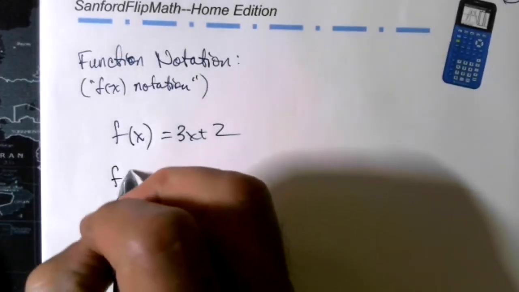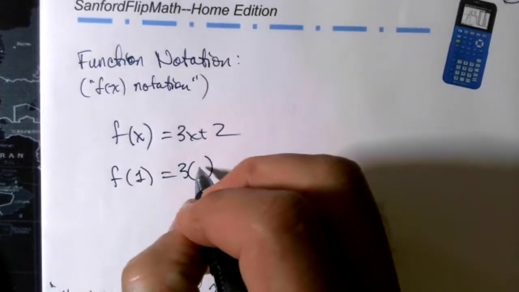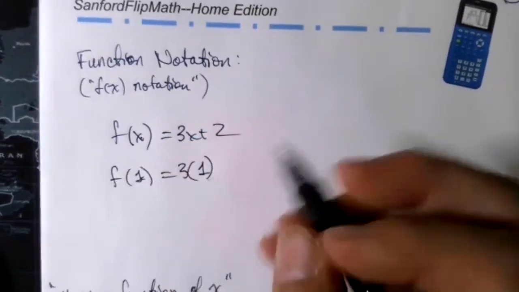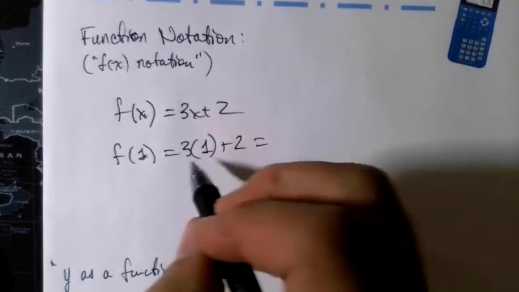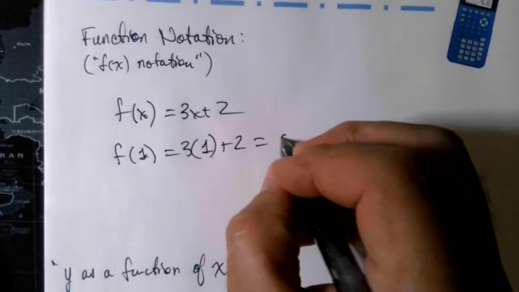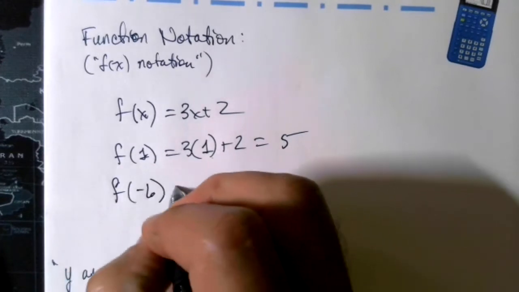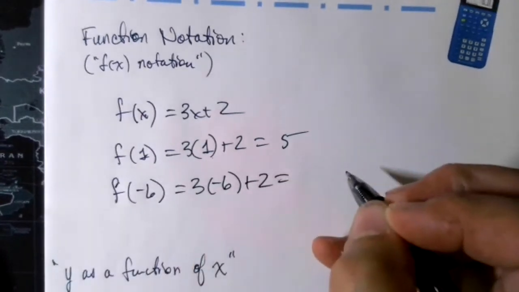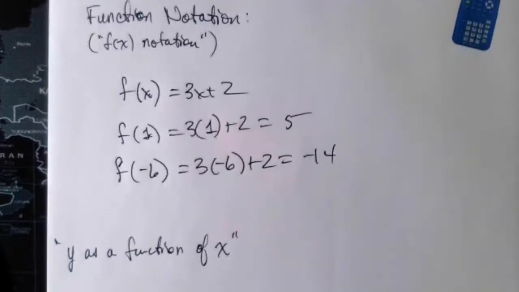For instance, if I say f of 1, then that just means you're going to replace the x with whatever the x is replaced with. So x here was replaced with 1, so you put in a 1. And again, you always have to follow the order of operations. 3 times 1 is 3, plus 2 is 5. Or I might say f of -6. So 3 times -6 plus 2, -18 plus 2, so -14, okay?